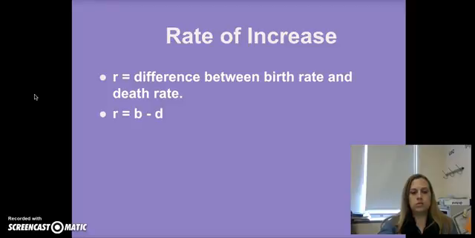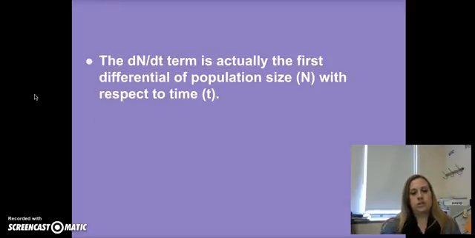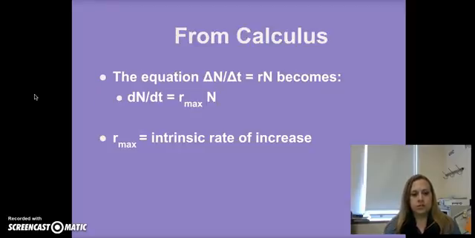So the number of individuals that are entering the population due to the fact that births are higher than deaths, or how much smaller the population is getting if it is negative because we have more individuals dying than are being born. So this gives us the equation: the change in population size over the change in time equals the rate of increase times the number of individuals in the population. So now this term is actually the first differential of population size with respect to time.